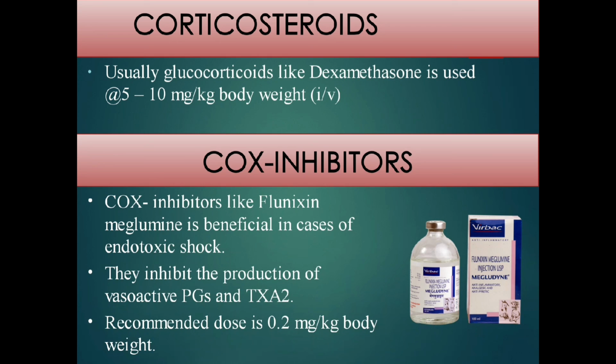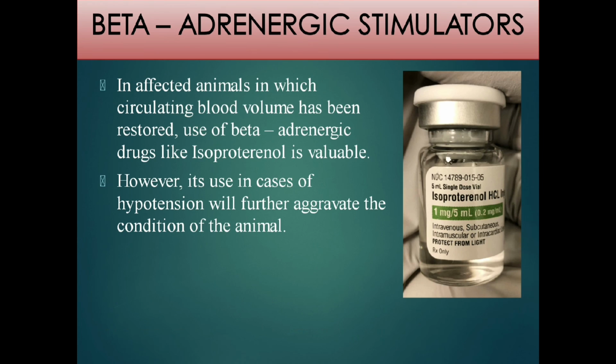Corticosteroids, usually glucocorticoids like dexamethasone, are used at the dose rate of 5 to 10 mg per kg body weight intravenously, and COX inhibitors, which are non-steroidal anti-inflammatory drugs like flunixin meglumine, are beneficial in case of endotoxic shock. They inhibit the production of vasoactive prostaglandin and thromboxane A2. Recommended dose is around 0.2 mg per kg body weight.